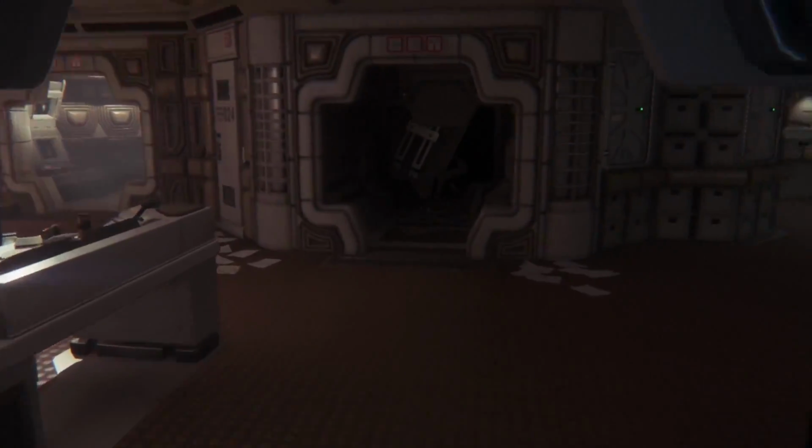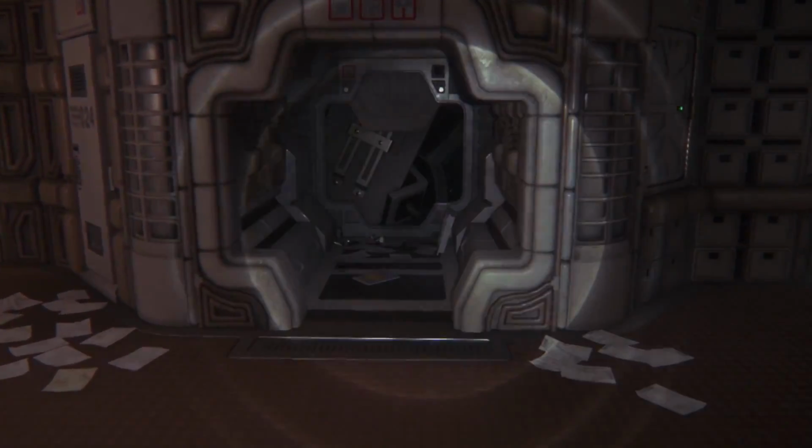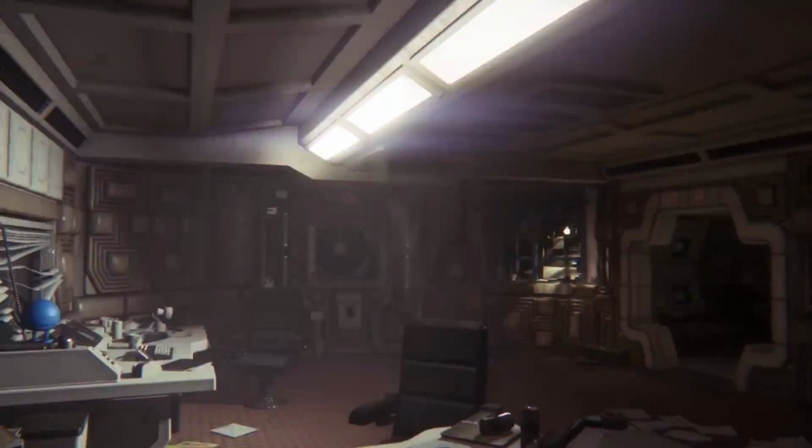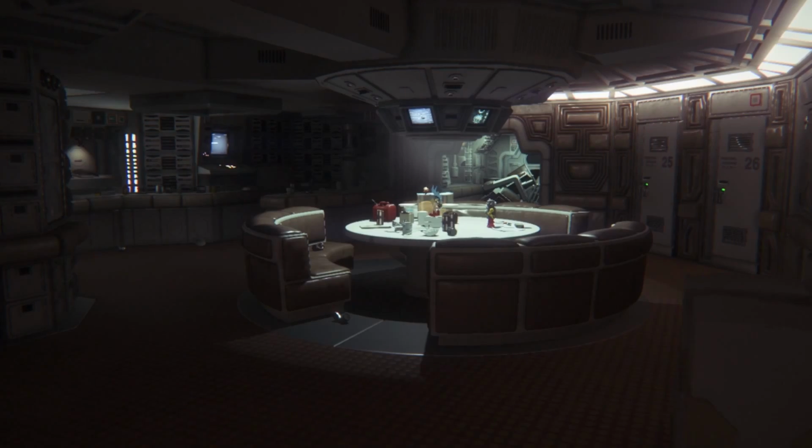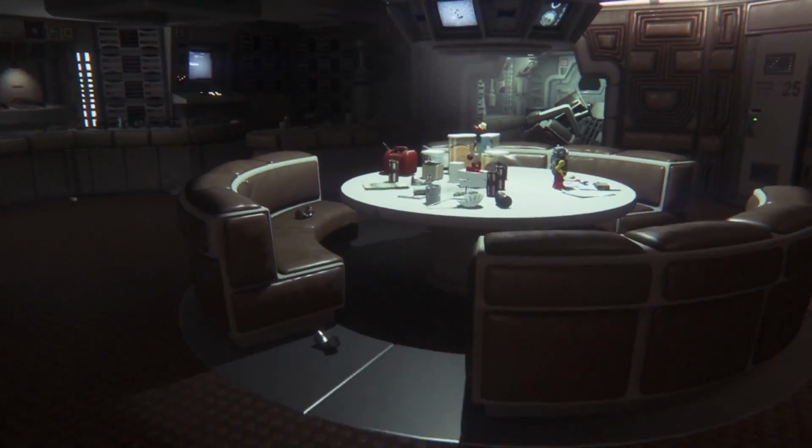But the other side of it is the atmospheric side, where you can hear all the creaks and groans of the station and the hissing of steam pipes and all the little clanks that you think is an alien and could be or couldn't be. And then the final chunk is the telegraphing of the alien's mood and behavior, because we don't have anything in the world like exclamation marks or holographic projections saying the alien is angry and has seen you.